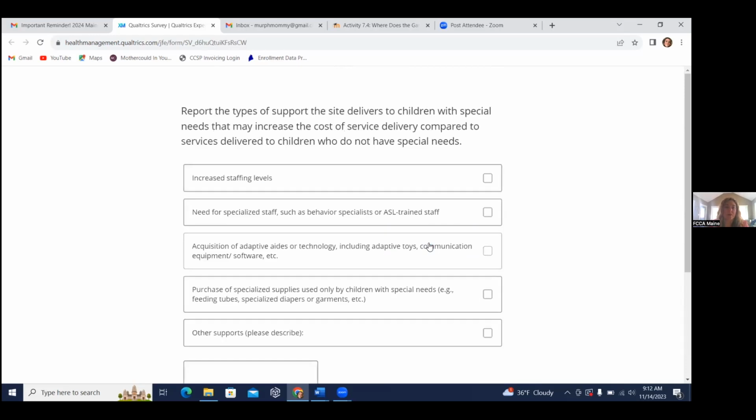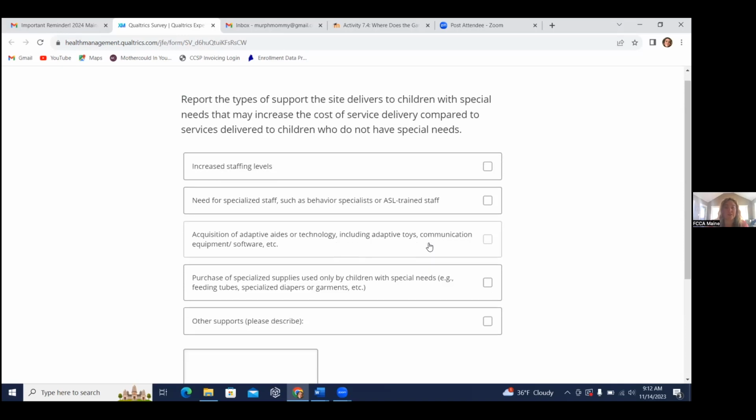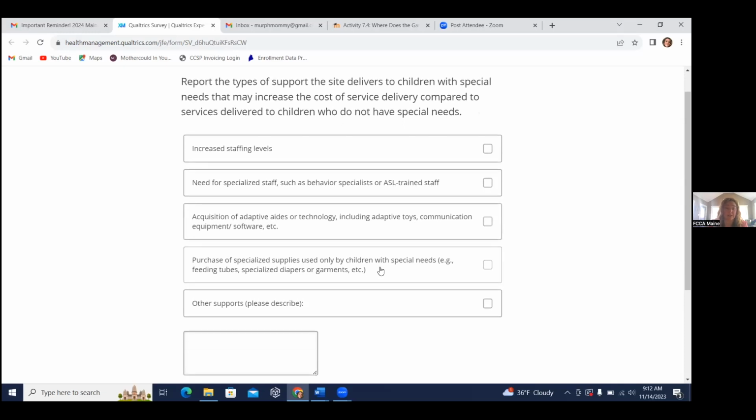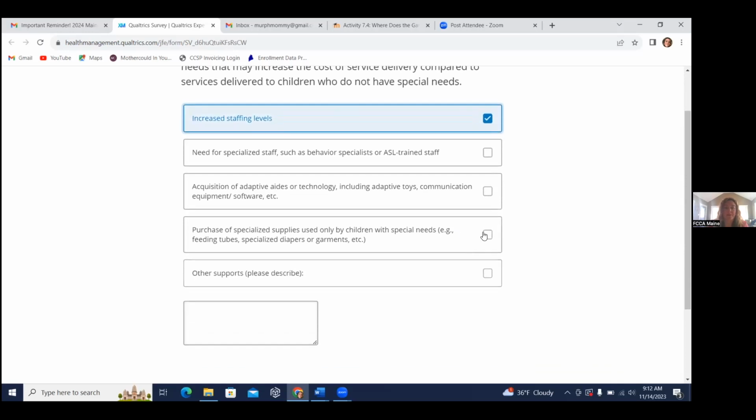This next one reports the type of support the site delivers to children with special needs that may increase the cost of delivery. For things like this, I would say it would most likely increase staffing, right? And maybe some purchases.